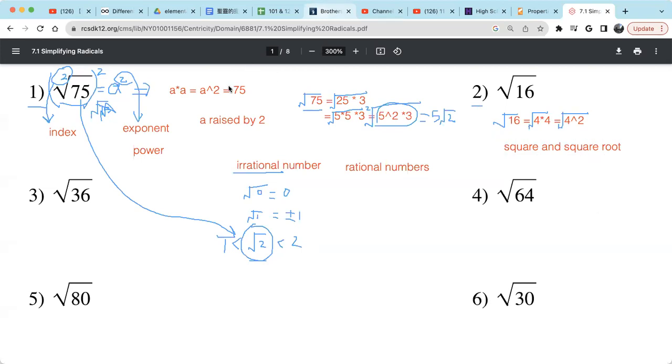Okay, square means we put 2 above a number, right? Like 4 squared. Square root is this radical sign. Why is it a square root? Because there's a little 2 here. The index is 2 by default. So square and square root undo each other. So we get a 4. So the square root of 16 is 4.